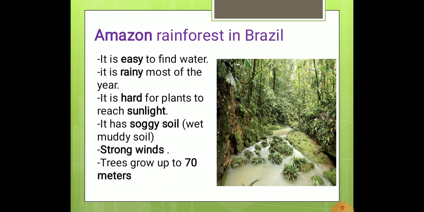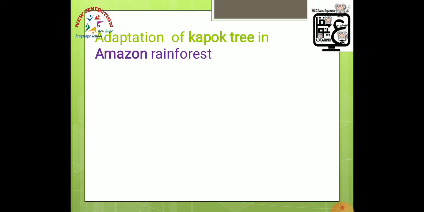Look at this picture. This is Amazon rainforest in Brazil. It's easy to find water as you see in this picture. It's rainy most of the year. It's hard for plants to reach the sunlight. It has soggy soil, as you see in this picture, with muddy soil. Strong winds. Trees grow up to 70 meters, so it can't reach the sunlight.